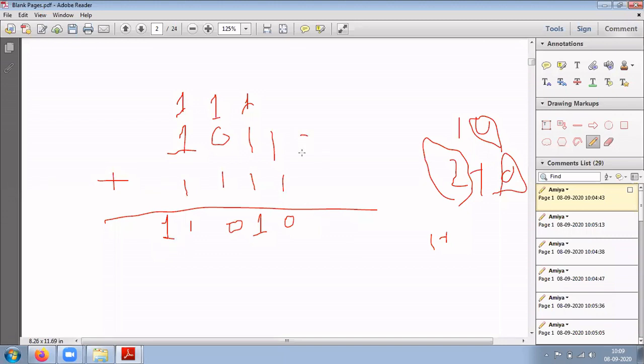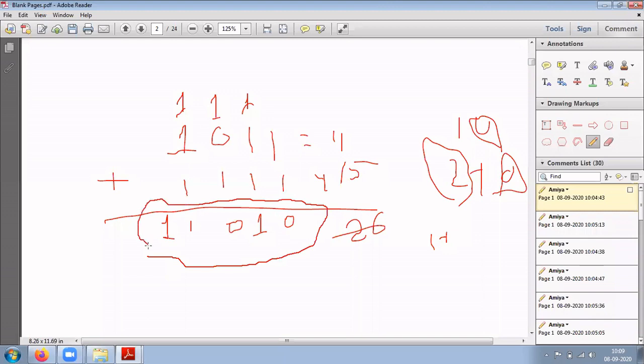So 1 0 1 1 is nothing but 8 plus 3, 11. This is 11 and this is 15. 11 plus 15 is how much? 26. You can check, this is the equivalent of 26. Because this unit is 1, 2, 4, 8, 16. The value of this is 16, the value of this is 8, the value of this is 2. 16 plus 8 plus 2 is how much? 26.